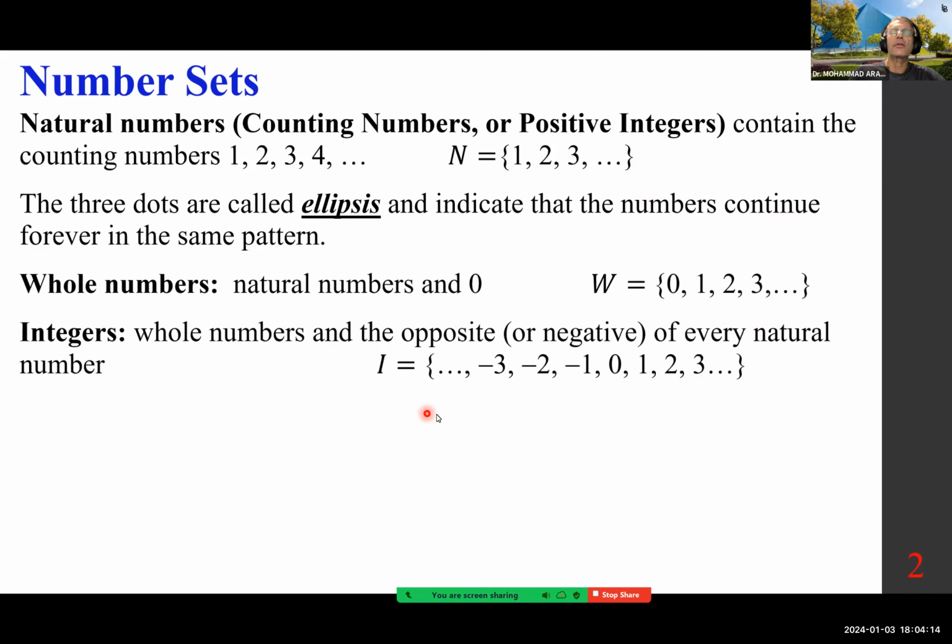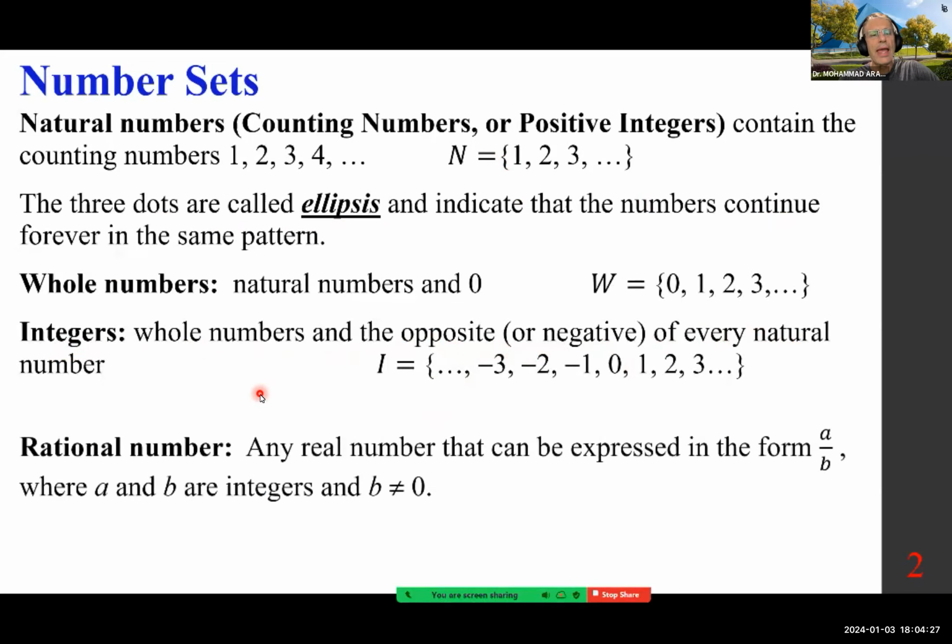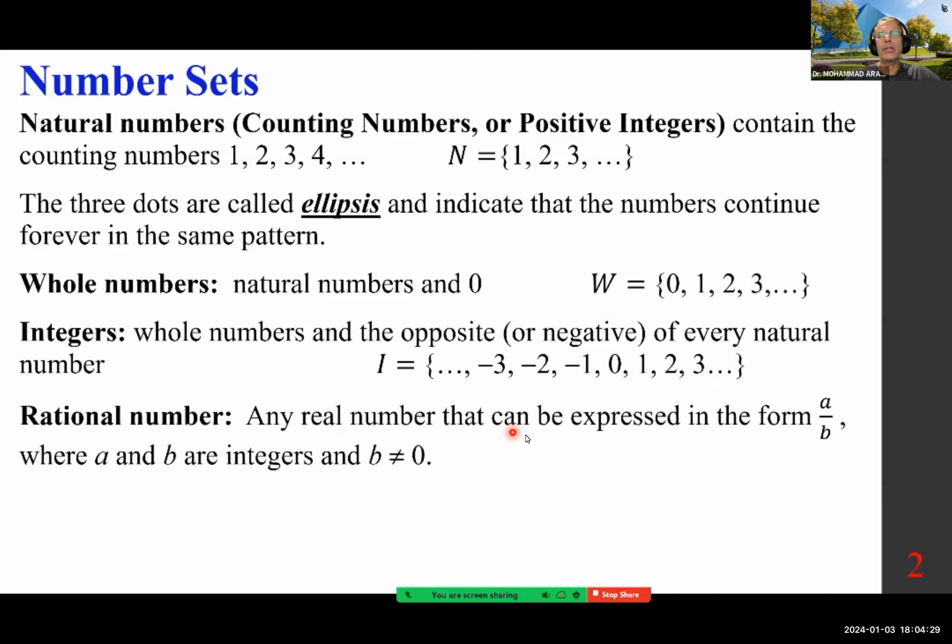If you go on the left side and add negative numbers as well, it becomes integers: the whole numbers, and the opposites or negatives of every natural number. Rational number: any real number that can be expressed in the form of a over b, where a and b are integers and b is not zero. In other words, a fraction where the top and the bottom are both integers.